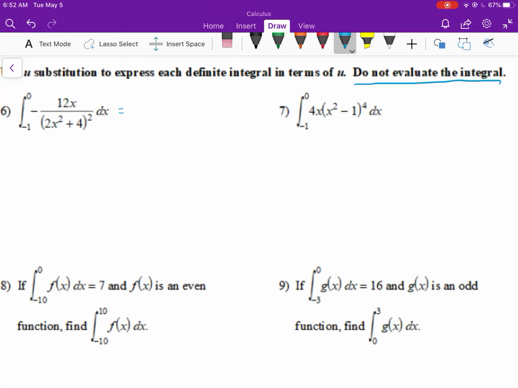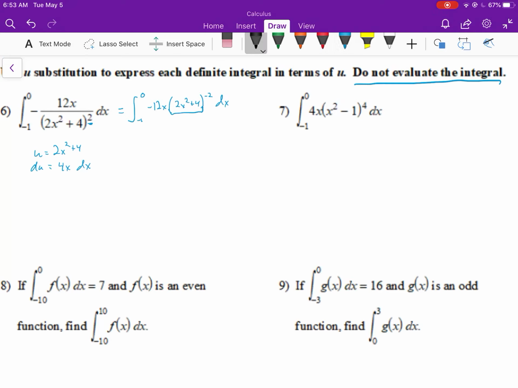All right, well, this looks like, and it might help, we have an exponent of a little binomial here in the denominator, so maybe it would help to write it as the integral of -1 to 0 of -12x times 2x squared plus 4 to the -2 power. And so our u will be 2x squared plus 4, which means du will equal 4x dx.